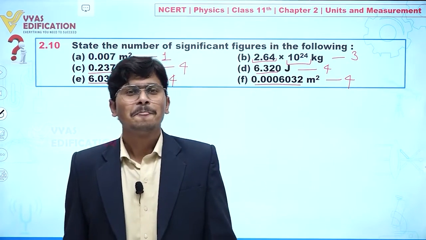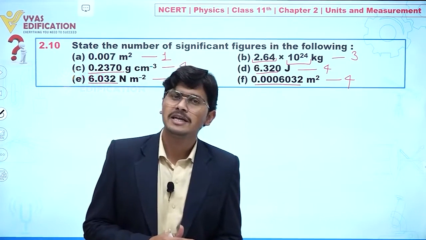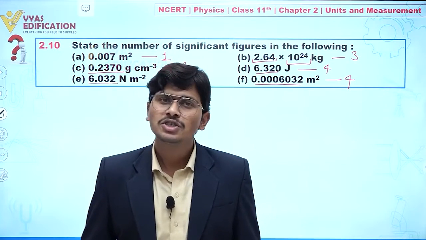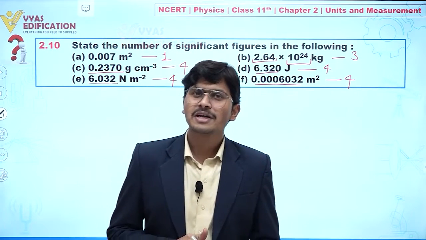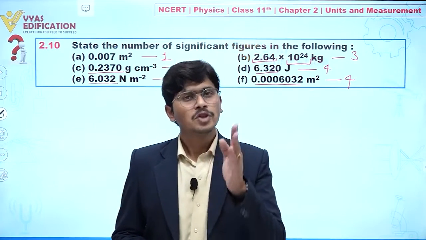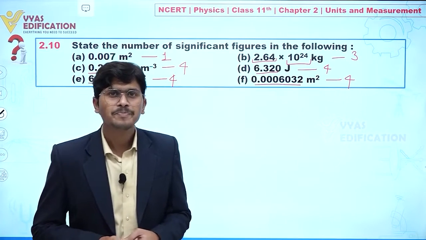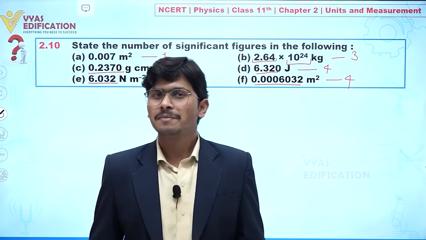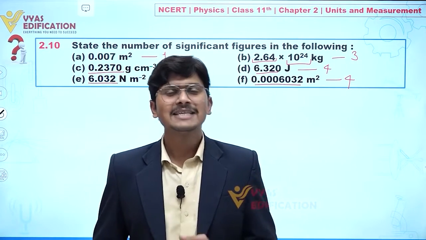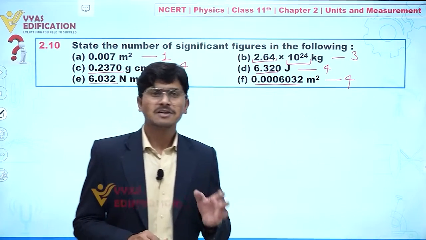Clear? So actually you should keep some points about significant figures in your mind. Number 1, all non-zero digits are considered as significant figures. The zeros that come before non-zero digits, you will not consider as significant figures. If zero is coming between two non-zero digits, that is considered a trapped zero. Trapped zero is always considered as a significant figure.